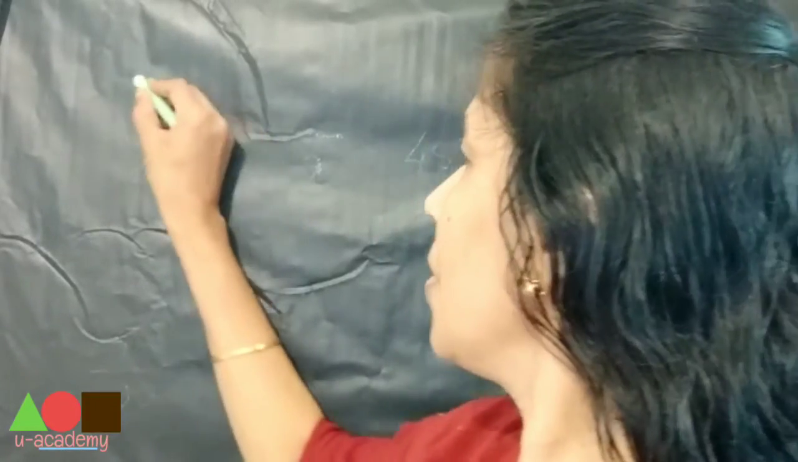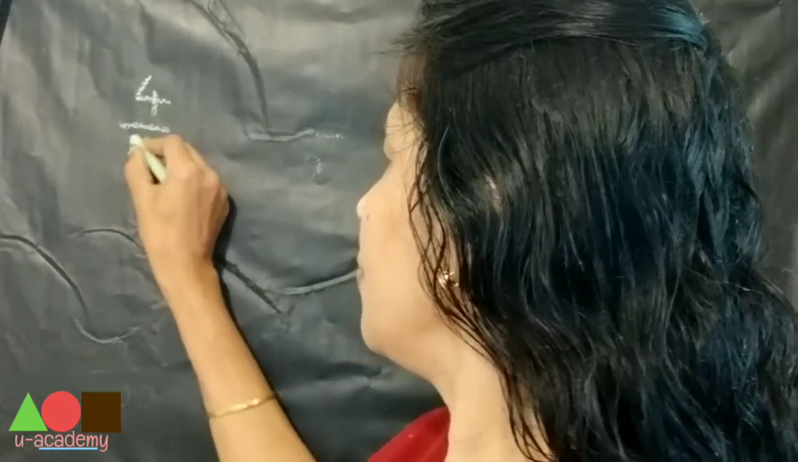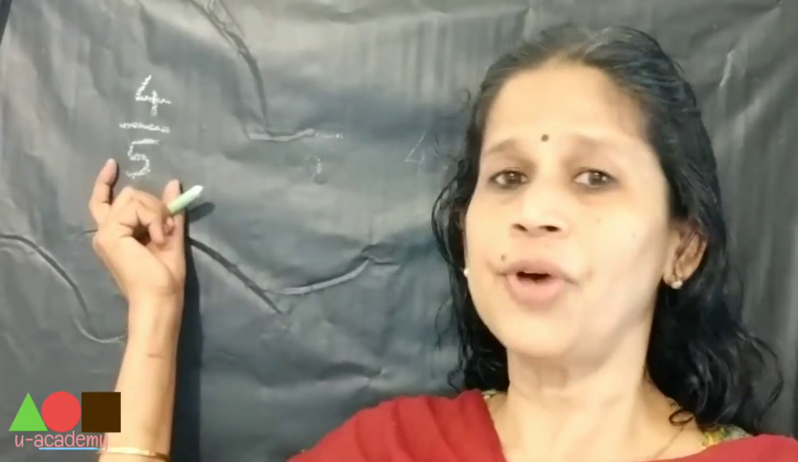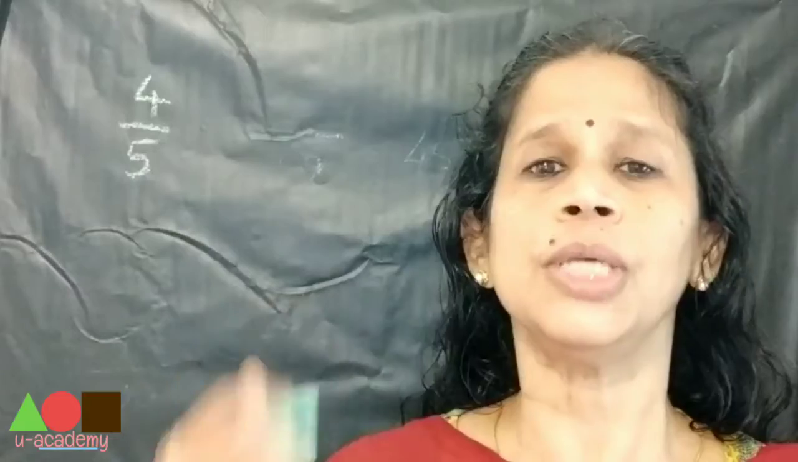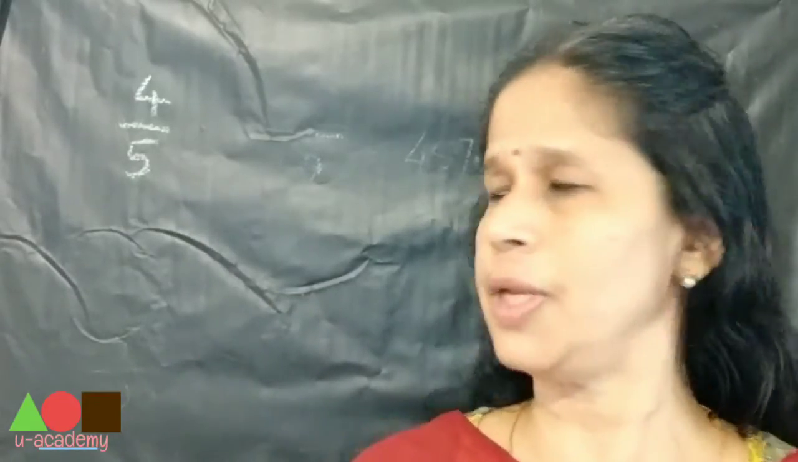We had seen how to change fractions which have powers of 10 to decimal numbers. Now you are going to learn how to change fractions which do not have powers of 10 to powers of 10, as well as to decimal numbers, with some examples. Take 4 by 5. Here the denominator is 5. It is not a power of 10. You have to change this denominator to a power of 10.